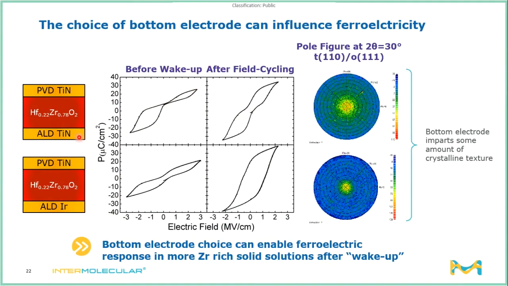So the overall takeaway from this slide is that the bottom electrode choice can really enable the ferroelectric response in a more zirconium-rich solid solution after wake-up. So not only does it modulate the response, but this could have very favorable effects because zirconium oxide tends to have better leakage performance than hafnium oxide does under certain circumstances, or there might be an integration reason that you might want to pursue one type of electrode over another. And understanding these differences can really help to explain the effect of those integration differences or those composition differences on what you're seeing in the electrical response of your device.